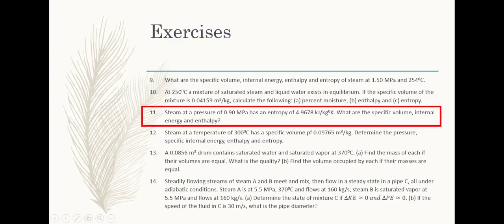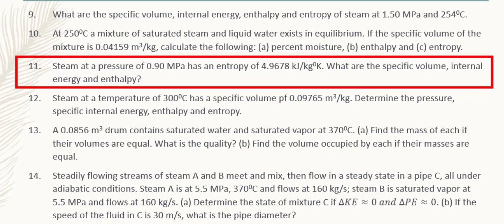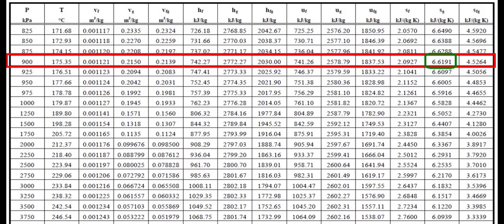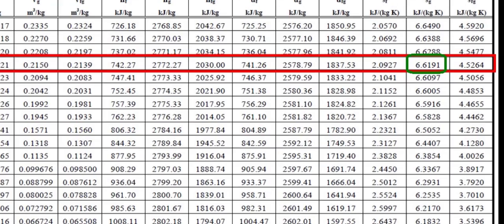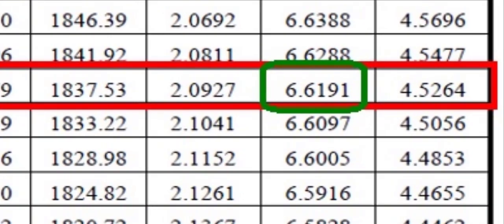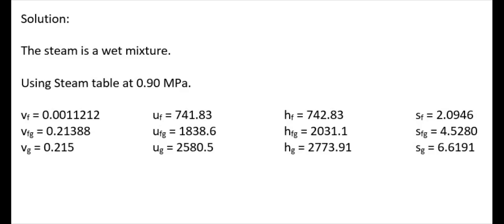Exercise number 11. Steam at a pressure of 0.90 megapascals has an entropy of 4.9678 kilojoule per kilogram Kelvin. What are the specific volume, internal energy and enthalpy? By using the steam table, checking the saturated entropy at 0.9 megapascals. The entropy of saturated vapor at a pressure of 0.9 megapascal is 6.6191 kilojoule per kilogram Kelvin. Therefore, steam with an entropy of 4.9678 kilojoule per kilogram Kelvin is a wet mixture. At 0.9 megapascals, we can get these values.